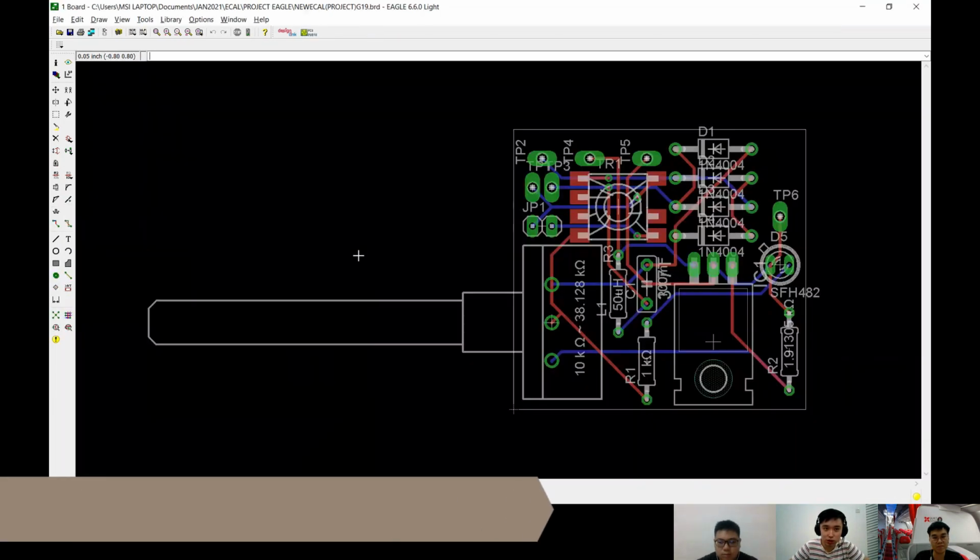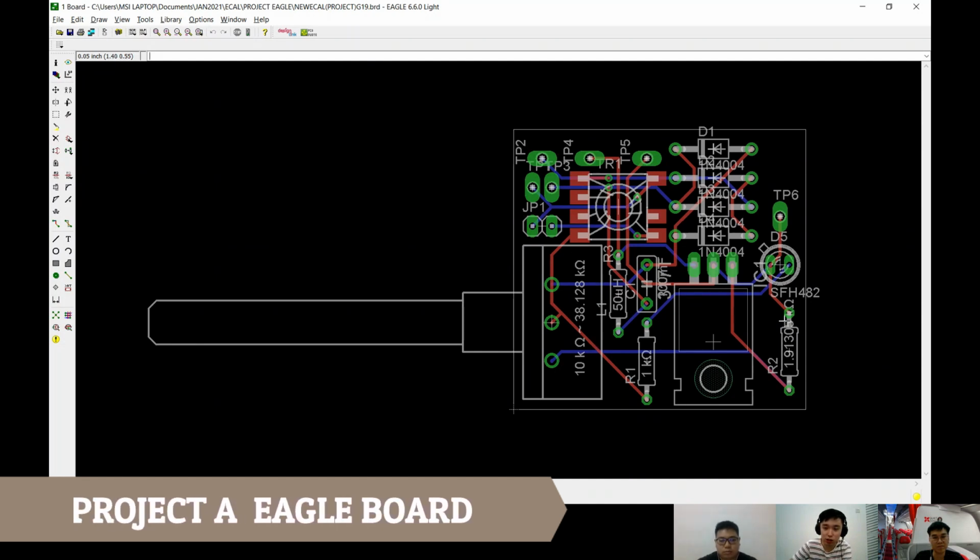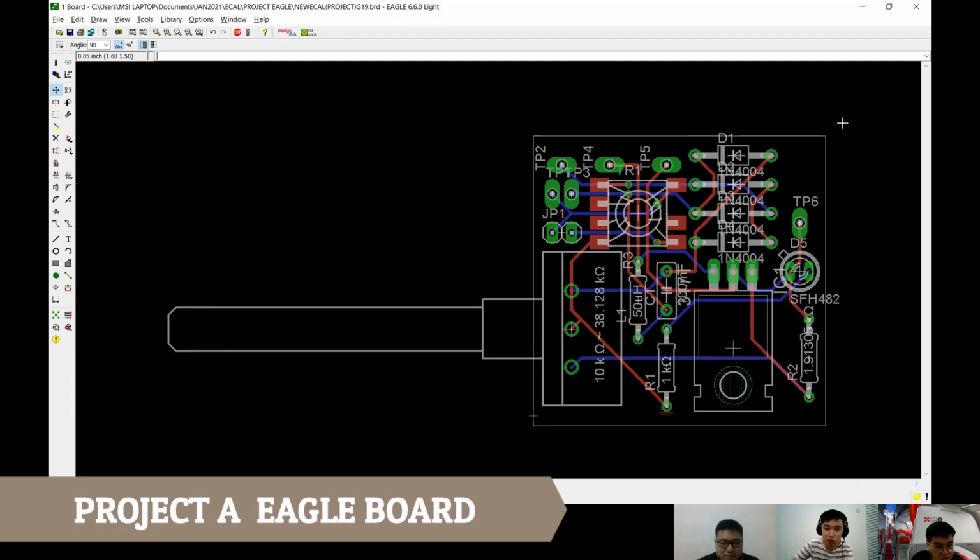And this is our breadboard in Eagle. This is how it looks like. So this is our project A breadboard. We just press this auto router, then we get the wires arranged accordingly. So I think that's all for our project A.